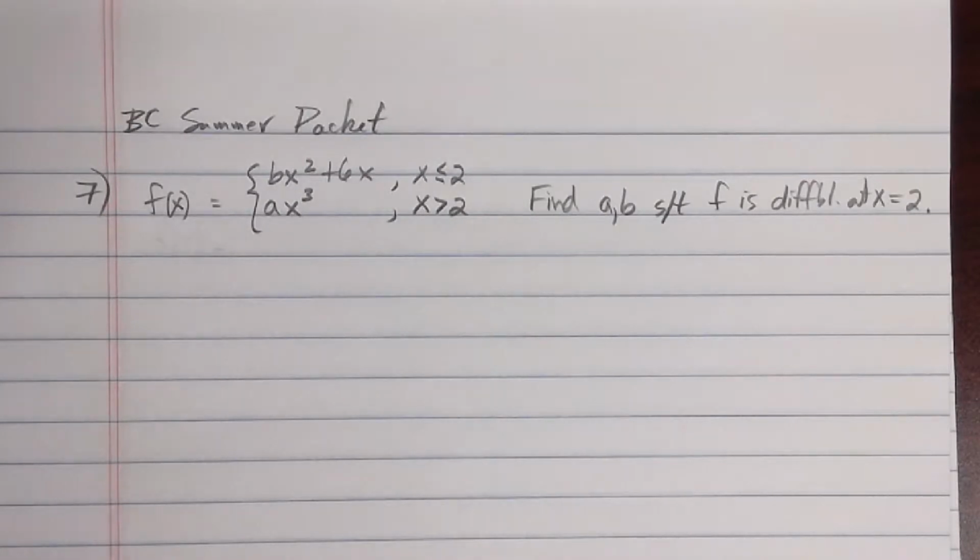Let's take a look at number 7. They gave us this piecewise function with unknown constants a and b as coefficients. It's the joint between the pieces at x equals 2, and we're supposed to find the values of the constants a and b such that f is differentiable at x equals 2.